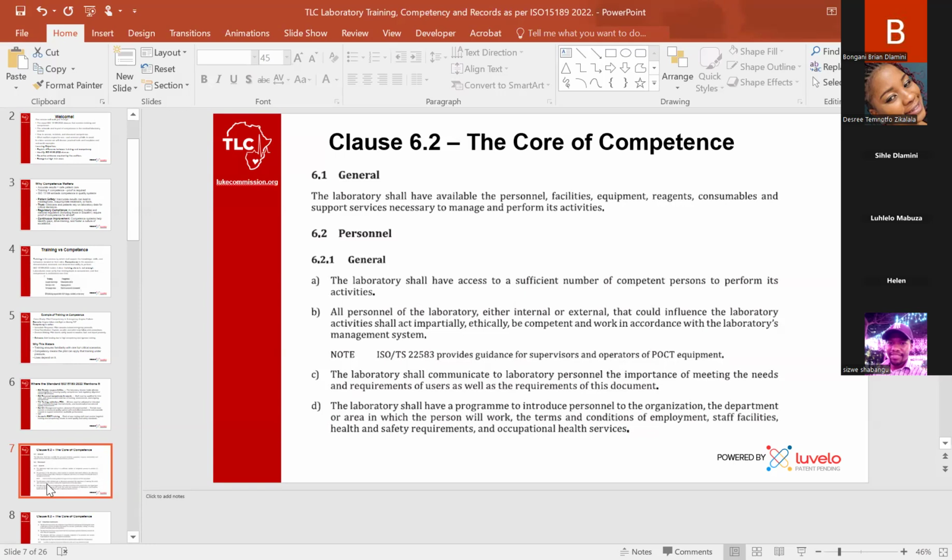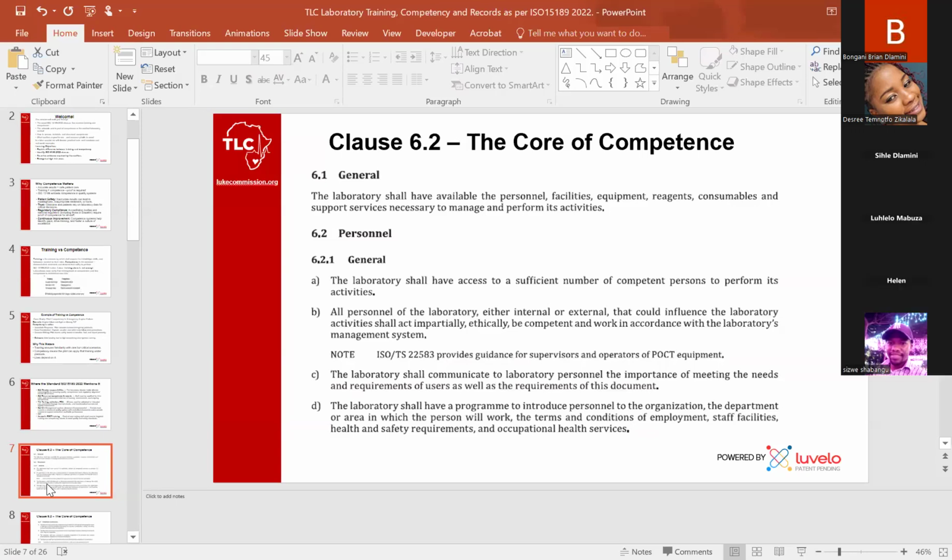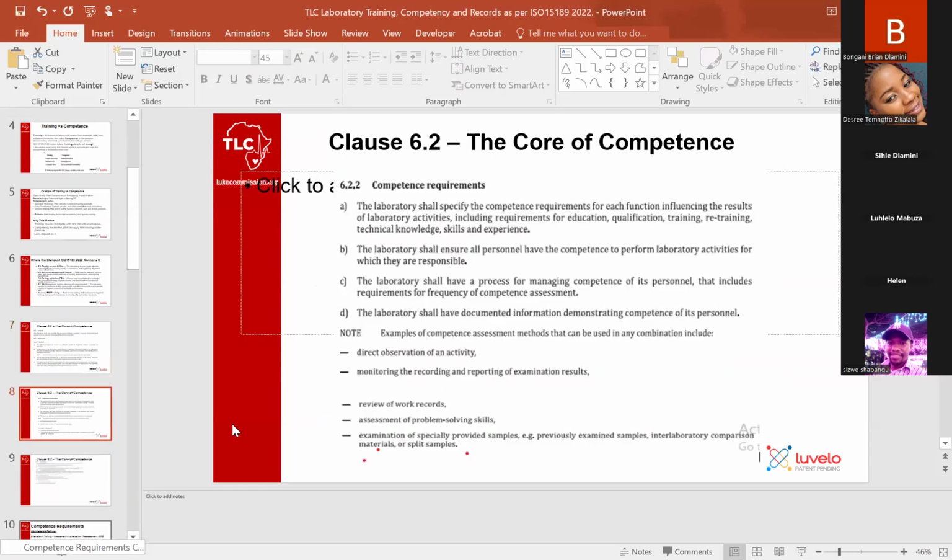D, the laboratory shall have a program to introduce personnel to the organization, the department or area in which the person will work, the terms and conditions of employment, staff facilities, health and safety requirements, and occupational health services. This comes up again and again and again. Okay, carry on. 6.2.2, competence requirements.